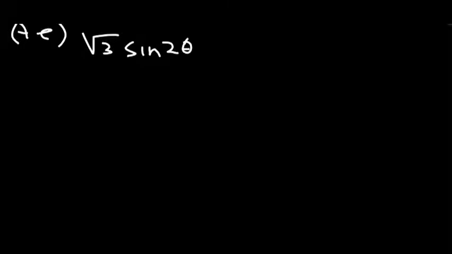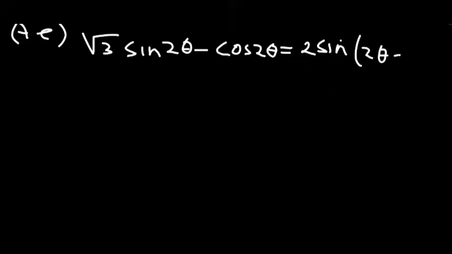Let us go to question 7E. Question 7E, we've been told to prove this identity. So prove that root of 3 times sine 2 theta minus cos 2 theta is equal to 2 sine, open brackets, 2 theta, then minus pi over 6. So this is the identity that we have.